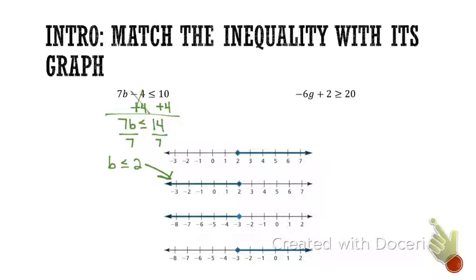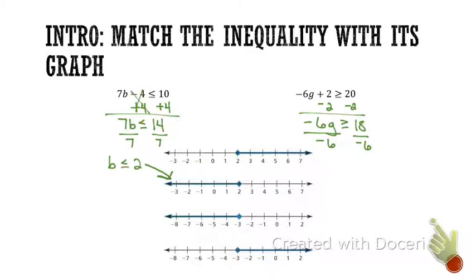Again, our addition and subtraction always comes first. So the first thing you want to do is subtract 2 from both sides. And you have -6g is greater than or equal to 18. All right, so now, what do you think you do next? Divide by -6. But wait a second, all right?